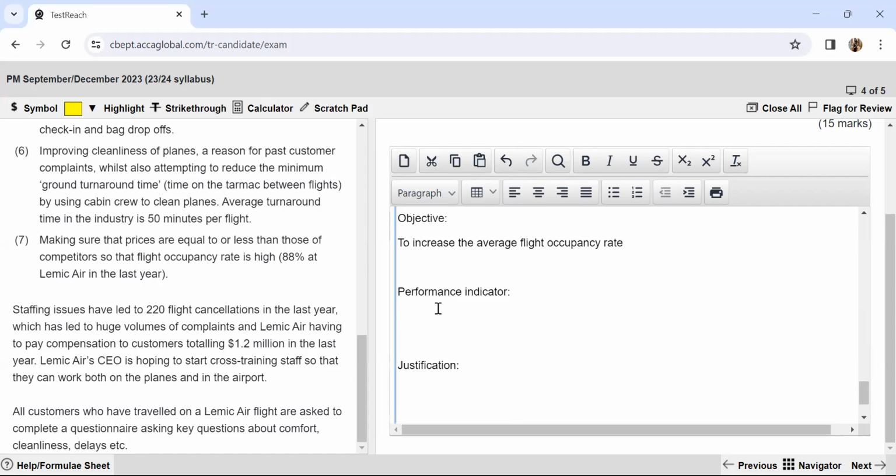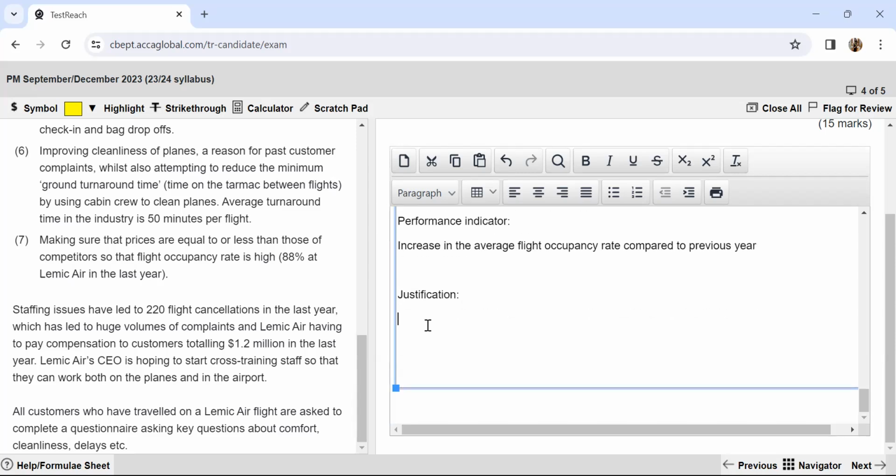And how can we measure this? This will be measured by an increase in the average flight occupancy rate compared to previous year. So this is how we can know whether or not we have been able to meet this objective. And again, now we have to justify this.